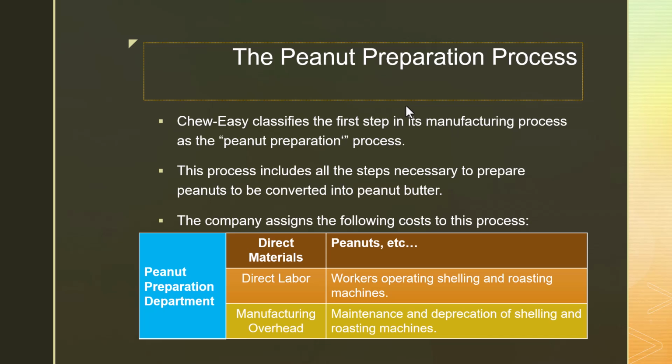We're going to run machines that are going to shell and roast these peanuts. So the laborers who are operating those machines would count as our direct labor. And then those machines are going to need maintenance. They're going to depreciate. All of those things could go into manufacturing overhead, with whatever other costs we have in this department, like our utilities or any indirect labor, materials, etc. So as our production process starts in step one, in phase one, when we prepare these peanuts, we are going to track the cost of materials, labor, and overhead that are incurred in the process of preparing peanuts to be made into peanut butter.